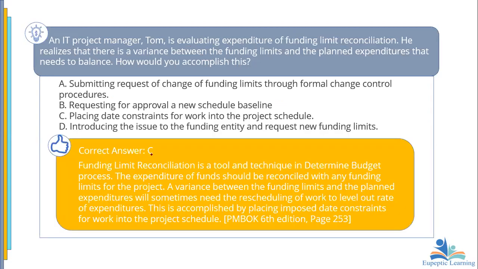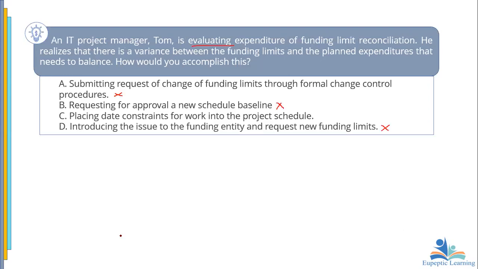Okay, so the correct answer is C. We said that funding limit reconciliation is a tool and technique in the determine budget process. The expenditure of funds should be reconciled with any funding limit for the project. A variance between the funding limit and the planned expenditure will sometimes need the rescheduling of the work to level out the rate of expenditure. Let's go back to this.